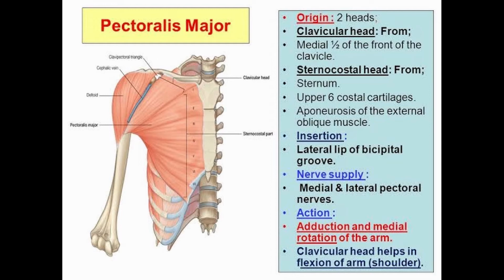So this is the origin of the pectoralis major muscle, and it is inserted into the lateral lip of the bicipital groove. As you can see on the diagram, there is the pectoralis major and it is inserted into the bicipital groove at the lateral surface. The nerve supply of the pectoralis major is medial and lateral pectoral nerve, and action of it is adduction and medial rotation of the arm, and the clavicular head helps in flexion of the arm, flexion of the shoulder. So action of it is adduction, medial rotation and flexion of the shoulder. This is the pectoralis major muscle.